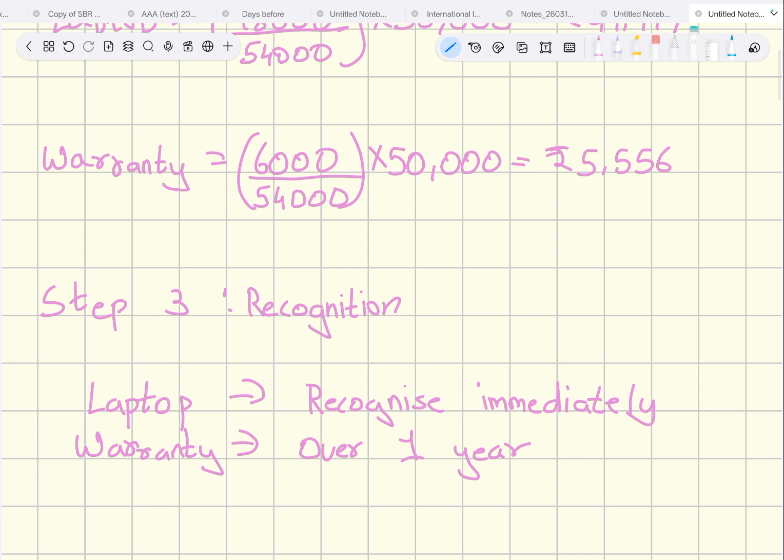For the laptop, revenue is recognized immediately at the time of the delivery. For the warranty, the revenue is recognized over 1 year because the service is provided over time. So here, the key takeaway is revenue is recognized based on performance, not payment. And when there are multiple obligations, we must allocate and recognize separately.